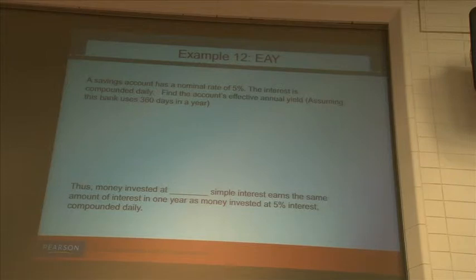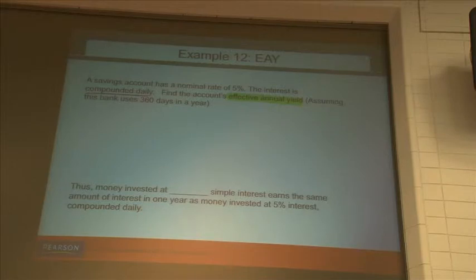Let's apply this. All right, we have a savings account, and it has a nominal rate of 5%. So remember, that's just a regular interest rate, but it does not take into account compounding your interest over a certain period. Okay. But we're going to say that we compound this daily, and we need to find the effective annual yield. And we're going to assume that we have a bank that's open 360 days a year. We take 5 days off of federal holidays.